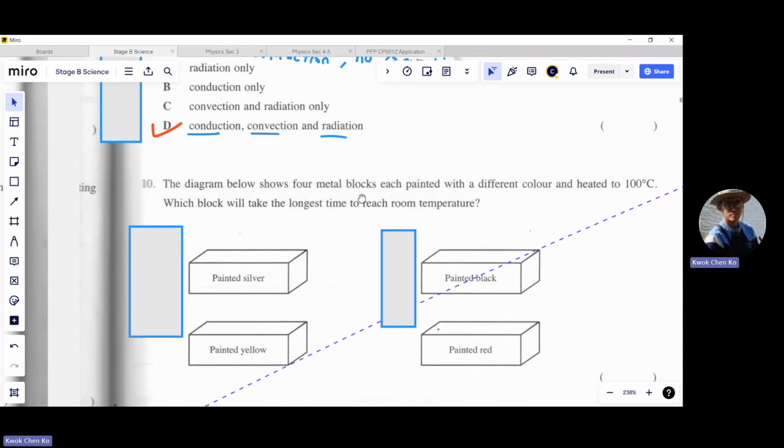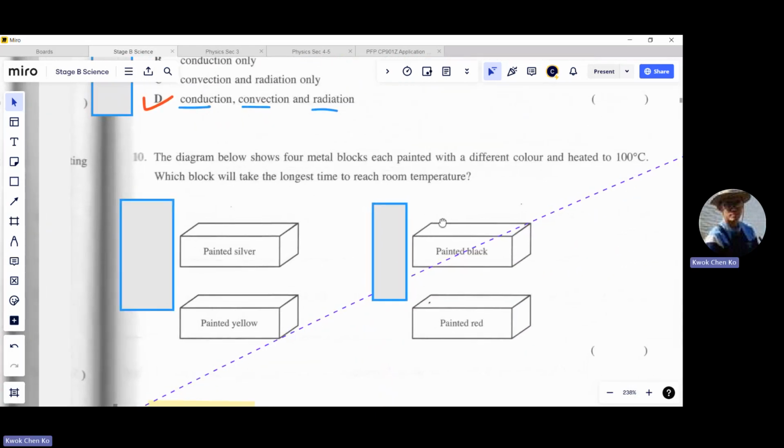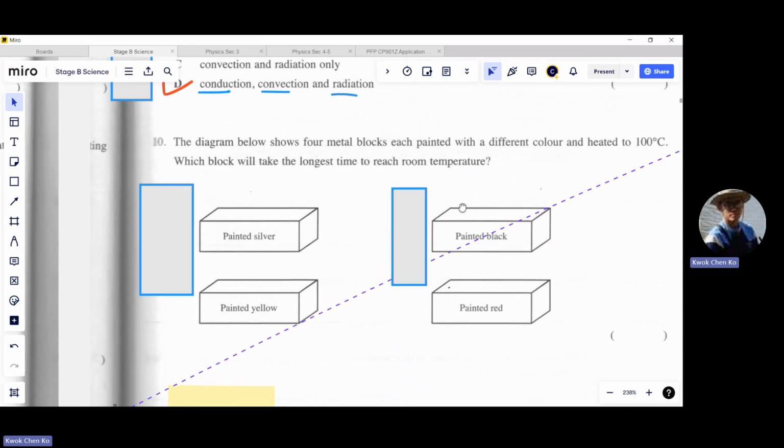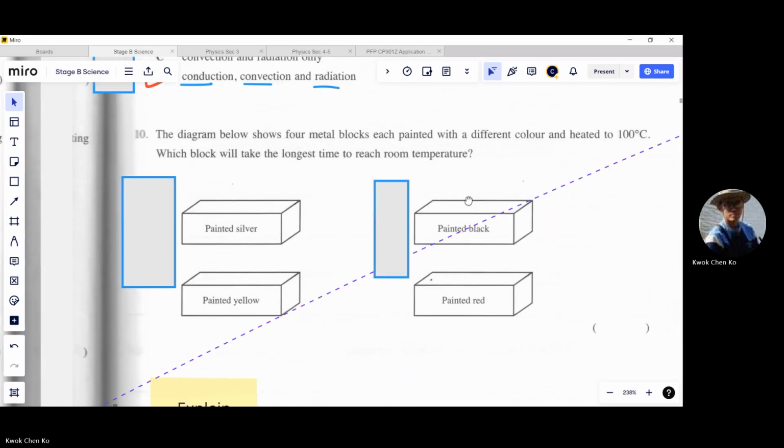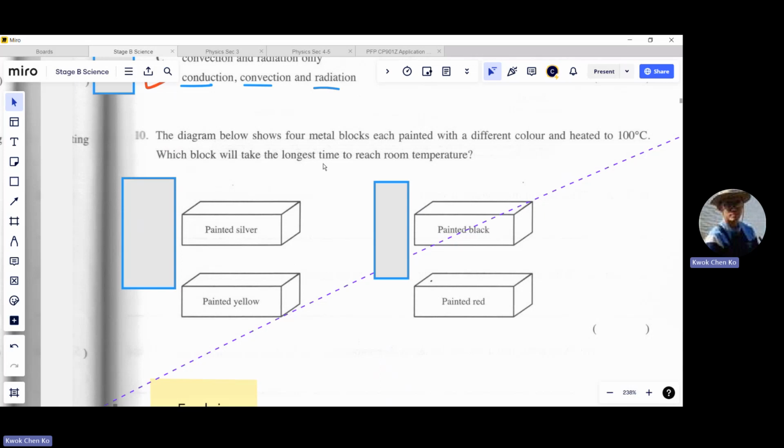Good luck. All right, okay, last one. Which is the longest? Come on. Sure, you still have confidence in me or not? Yeah, I'm sure you can. You'll get a decent job. Like what? Can get B. Come, Ashton, one more, last one. Longest time to reach room temperature, meaning which one is the poorest emitter of radiation?